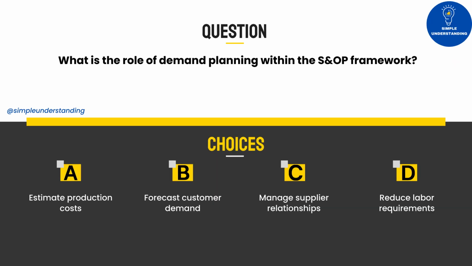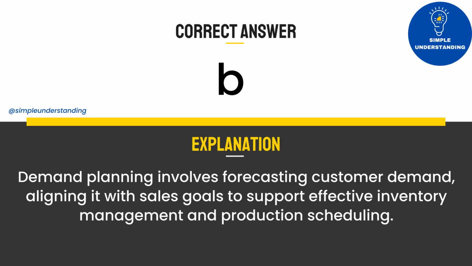3. What is the role of demand planning within the S&OP framework? A. Estimate production costs. B. Forecast customer demand. C. Manage supplier relationships. D. Reduce labor requirements. Answer B. Explanation. Demand planning involves forecasting customer demand, aligning it with sales goals to support effective inventory management and production scheduling.